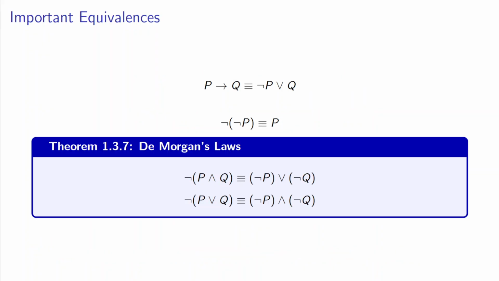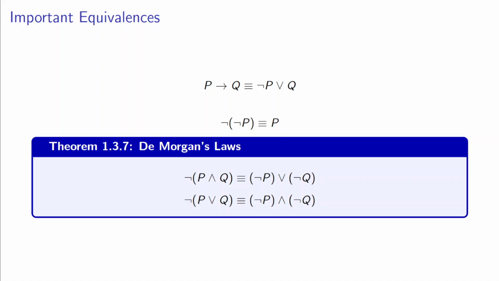Some other important equivalences. We're not going to draw the truth tables for every single one of these, but you're welcome to do that as proof that these are equivalences. If P then Q is equivalent to not P or Q. That actually is going to lead to another common proof technique. We'll see that in a future video.